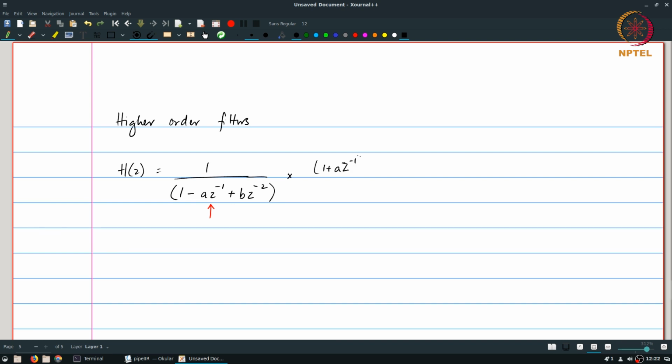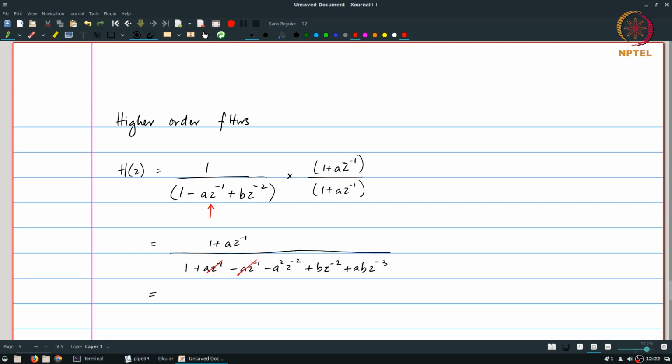I can basically go about doing it like this. Once again, multiply and divide by 1 plus a z inverse, and the result is going to be 1 plus a z inverse over, I'm going to write out the expression over here, 1 plus a z inverse minus a z inverse minus a squared z to the power minus 2 plus b z to the power minus 2 plus ab z to the power minus 3.